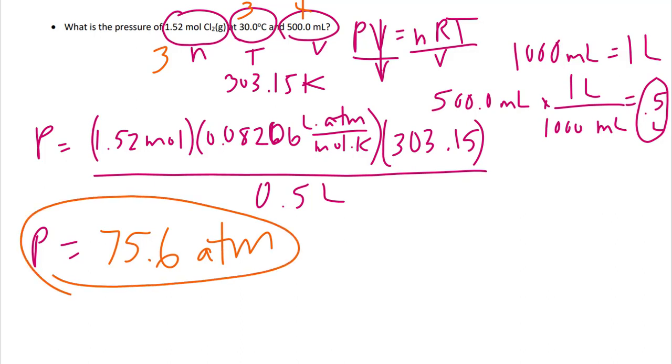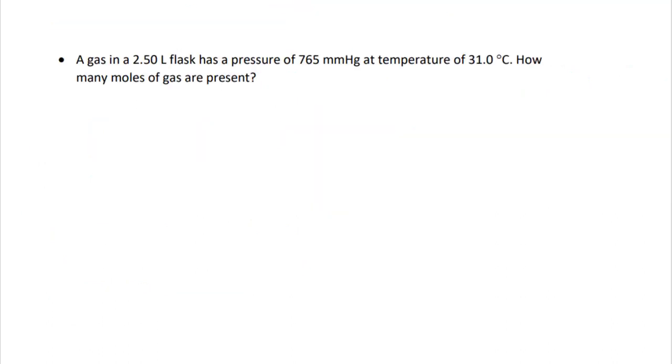And to just double check, make sure that I'm getting ATMs as my answer. My moles and my moles cancel. You see here, liters and liters cancel. Kelvin and, oops, I forgot to label my Kelvin. Kelvin and Kelvin cancel, and I'm left with ATMs. All right, let's do one last practice problem.